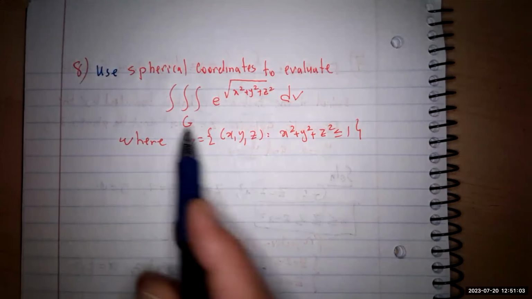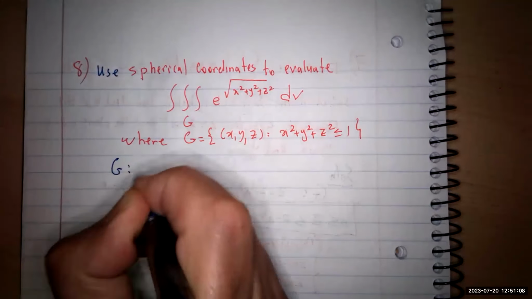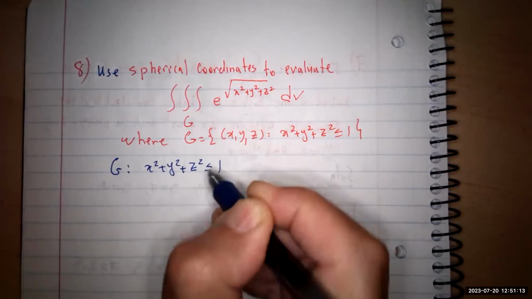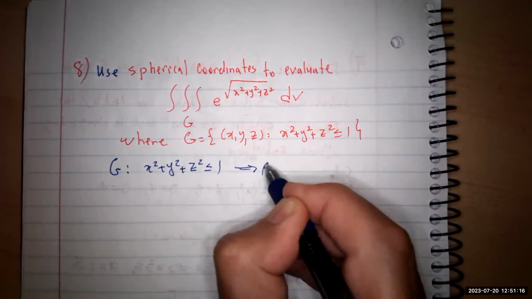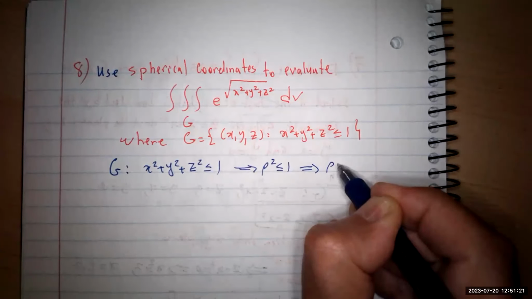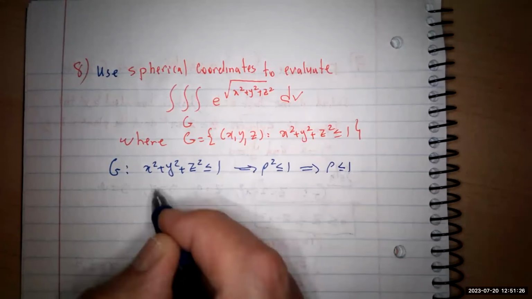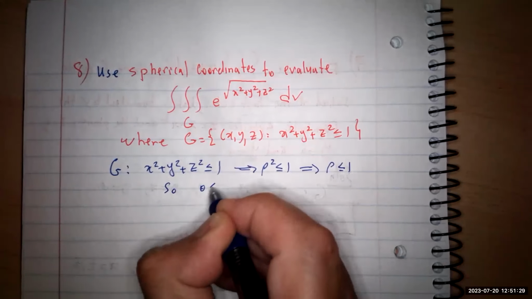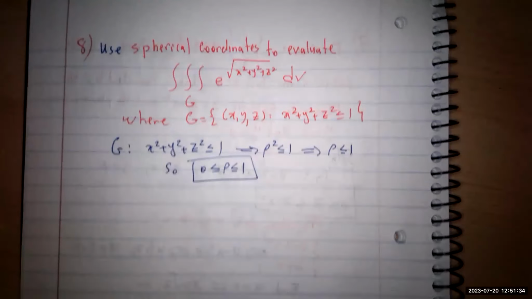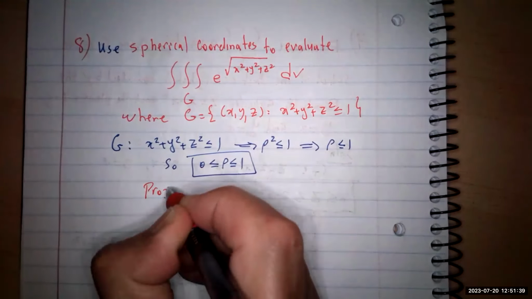So we get the G, this is our G, so we check it. So the G is just the points inside the sphere. So this will make it rho squared less than or equal to 1. Remember, rho is a positive number. So rho would be less than or equal to 1. So you have the restriction for the rho. This is the first part. Projection into the XY plane. Projected unit circle.